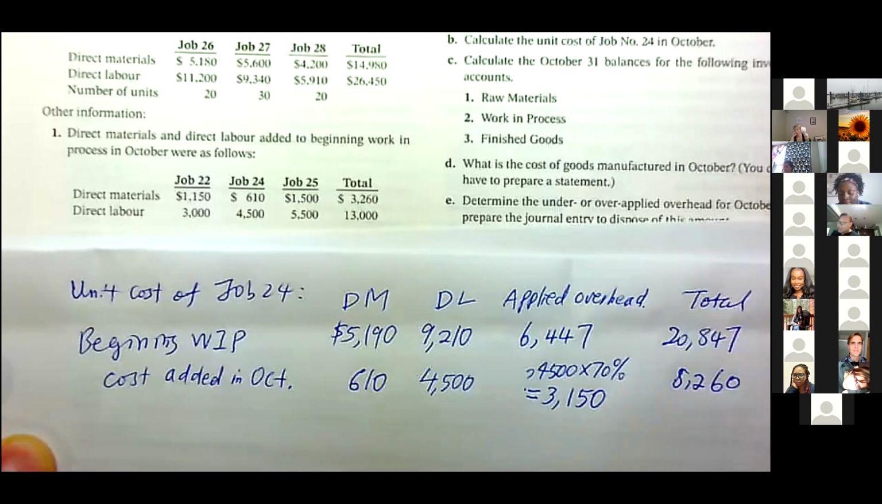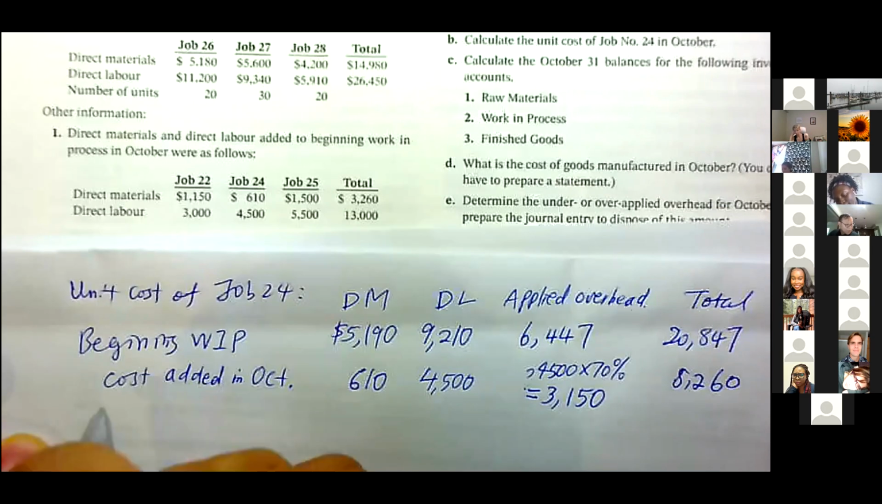Okay. And we know that's it, right? Because in October, this job is completed. Otherwise, job 24 would be set in the work in process, right? But on October 31st, we know only jobs 26 and 27 are still in the work in process. So we know this job is done.